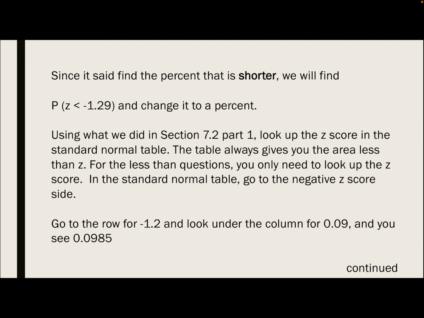Since it said find the percent that is shorter, we will find the probability that Z is less than negative 1.29. Using what we did in section 7.2 part 1, look up the Z-score in the table. The table always gives you the area less. For the less than questions, you only need to look up the Z-score. In the standard normal table, go to the negative Z-score side. Row negative 1.2, column 0.09, you see 0.0985.